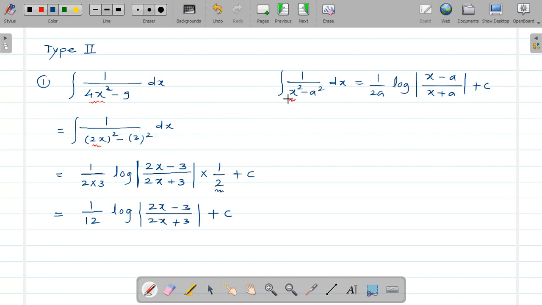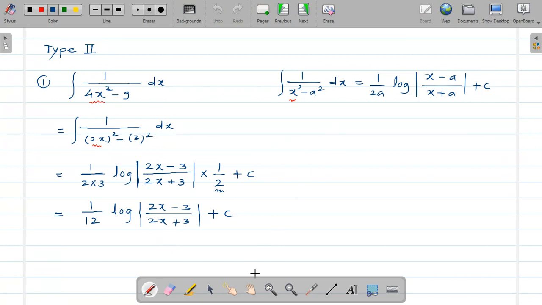If the coefficient of x square is 1, then there is no problem, then you will get it as type number 1. Yesterday we discussed that in the last lecture. But here in this case we have to divide by the derivative of 2x. So in this case, after dividing, we get 1 upon 12 log of modulus of 2x minus 3 upon 2x plus 3. Okay.